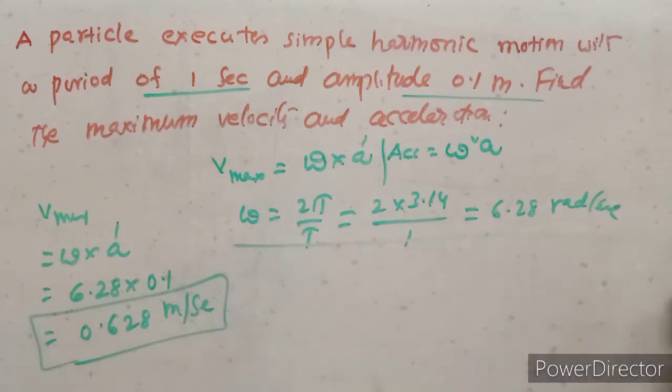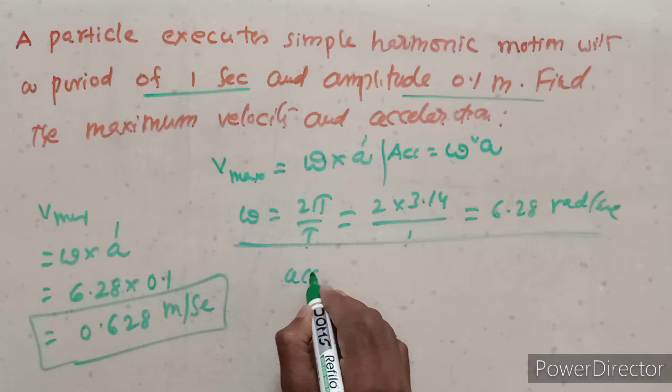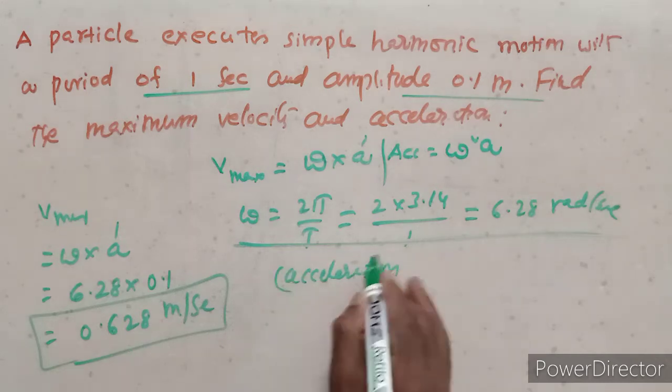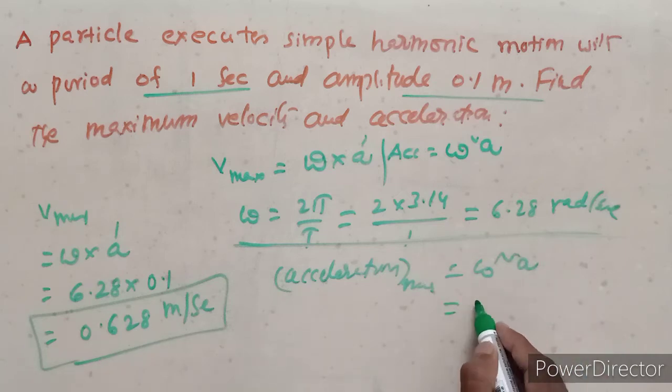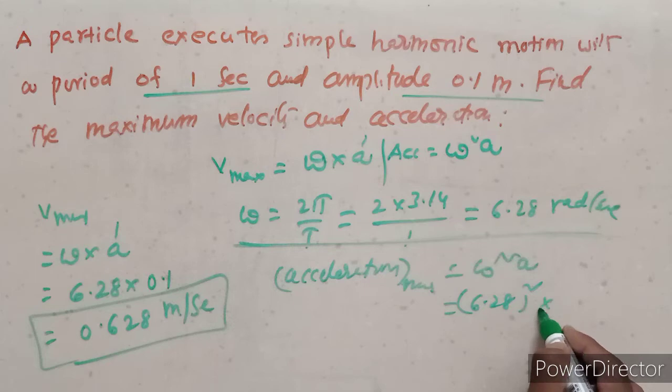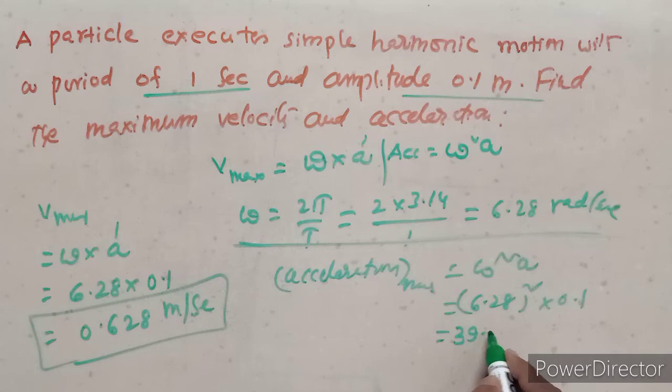Then maximum acceleration equals omega square a. Omega square is 6.28 whole square into 0.1. So 6.28 whole square equals 39.4384 into 0.1. For the simplification, 3.94384 meter per second square. This is the maximum velocity, this is the maximum acceleration.